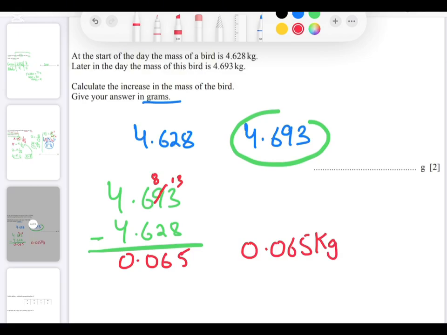But the question says give your answer in gram. So if we want to convert kg into gram, then we need to multiply by 1000. That's a very important thing we have done in the previous class, the unit conversion topic. So I need to multiply 0.065 by 1000, which will give me the answer in grams. So the final answer will be 65 gram. You will get 2 marks for that. So that's a very important concept.